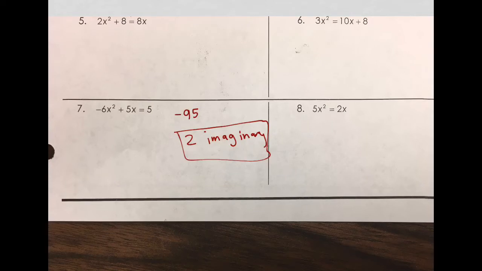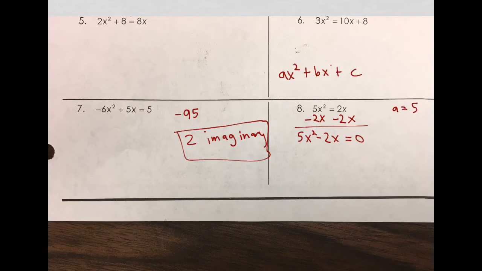Let's go ahead and get that in standard form. Remember, standard form is ax squared plus bx plus c. So we minus 2x, minus 2x. That leaves us with 5x squared minus 2x is equal to 0. Now notice we have an ax squared, we have a bx, but there's no constant, so that means there's 0 for c. And so our a is 5, b is negative 2, and c is equal to 0.